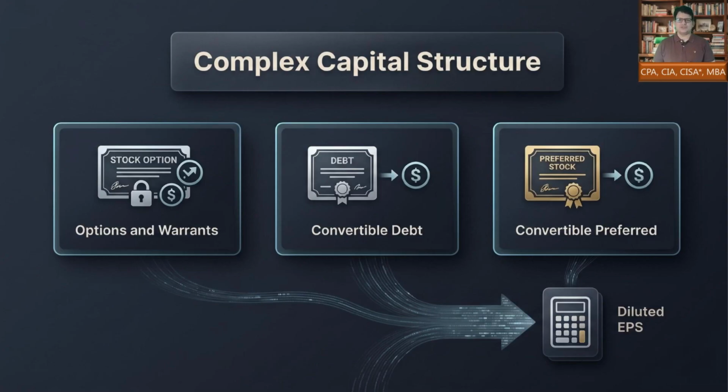This is where ASC 260 becomes calculation heavy. But the idea is simple. Diluted EPS asks what the per share result would look like if potential common shares became real common shares.